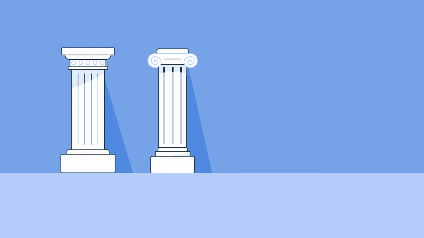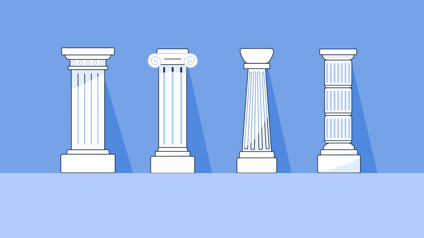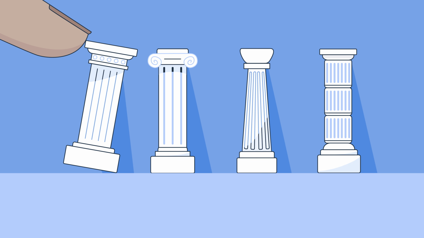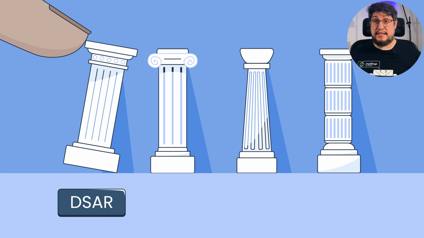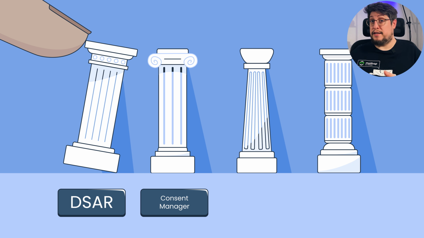GDPR automation breaks down into 4 core areas. Think of these as the 4 problems that you need to solve. Problem 1. Data subject access requests, or DSARs. This is when someone asks, "What data do you have on me?" You have 30 days to respond with a complete report. Pillar 2. Consent management tracking. Who consented to what, when they consented, and honoring opt-outs immediately.